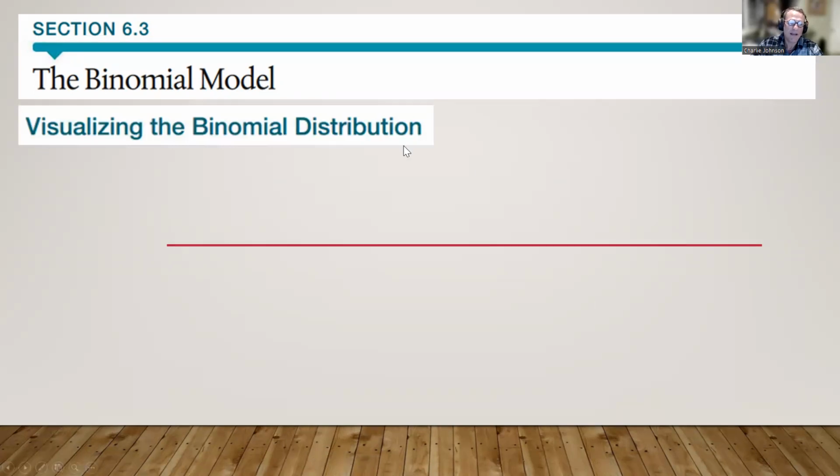We're going to be looking at how to visualize the binomial distribution. We've seen the normal distribution, and now we're going to be looking at the binomial distribution.